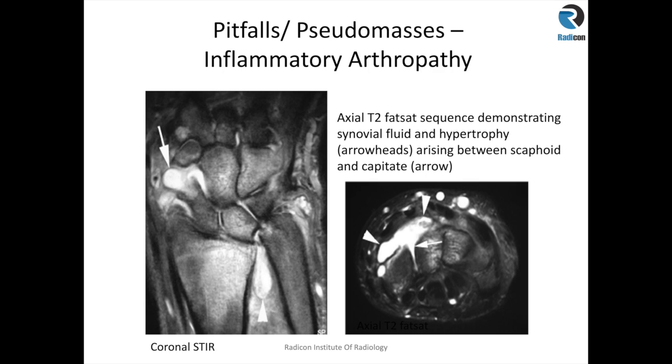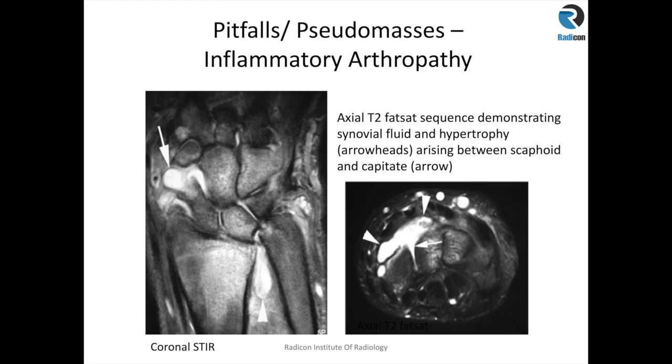Inflammatory arthrosis or arthropathy or rheumatoid arthritis, obviously because of disease-modifying drugs, we are scanning more and more such patients. Whenever you scan such patients, you may see synovial fluid, synovial hypertrophy as indicated by arrowheads and arrows on these images with osteitis or marrow edema.